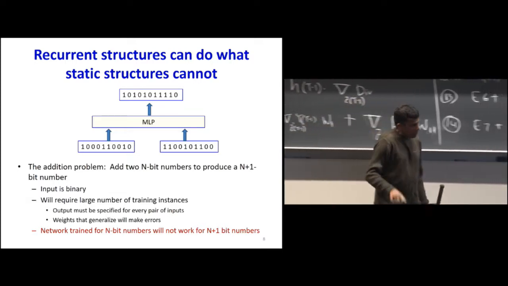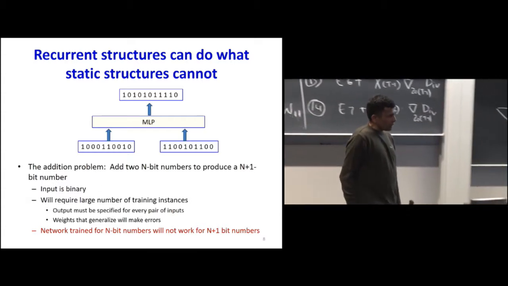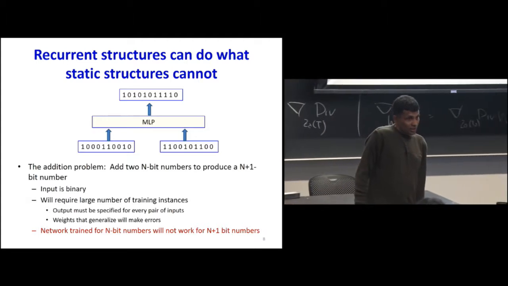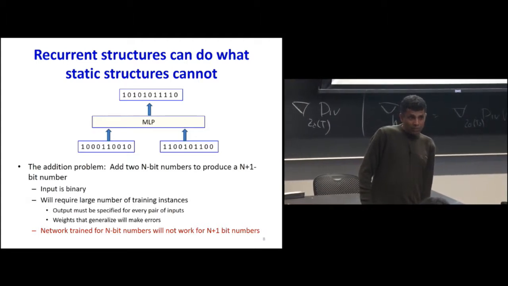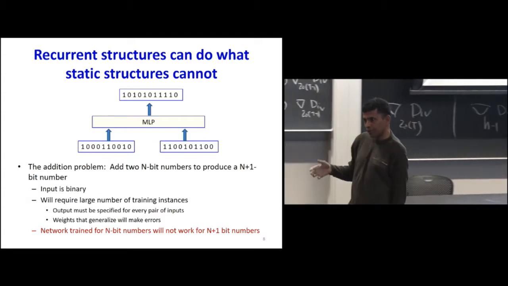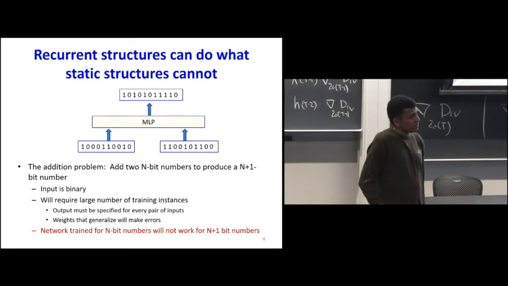Here, if I want to add two n-bit inputs, that network is going to be fairly large. And can it add an n+1 bit input? No, the input size is fixed, right? You're toast. Now, how would you do this with a recurrent network?